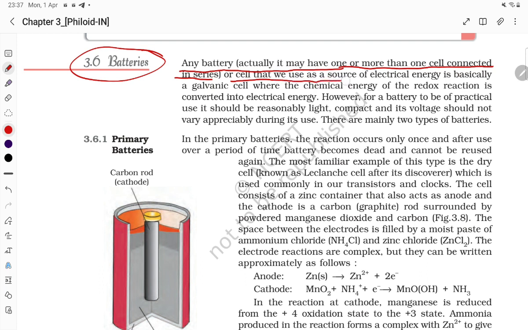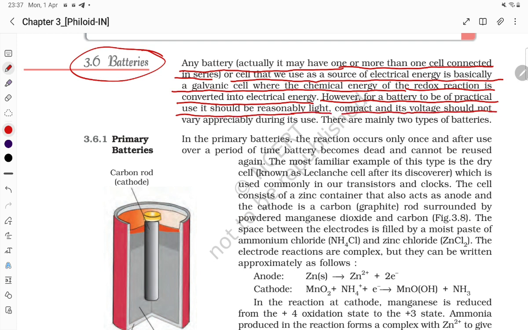The cell that we use as a source of electrical energy is basically a galvanic cell, where the chemical energy of the redox reaction is converted into electrical energy. However, for the battery to be of practical use, it should be reasonably light, compact, and its voltage should not vary appreciably during its use. There are mainly two types of batteries possible.